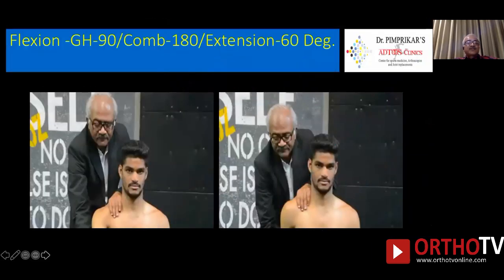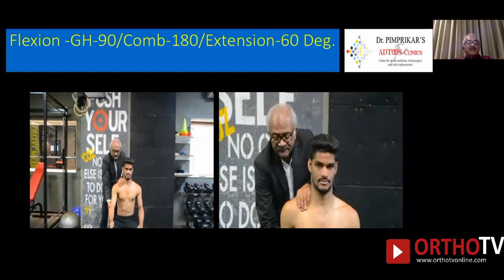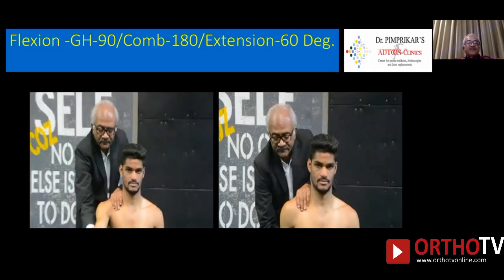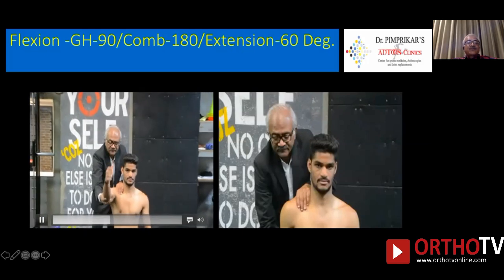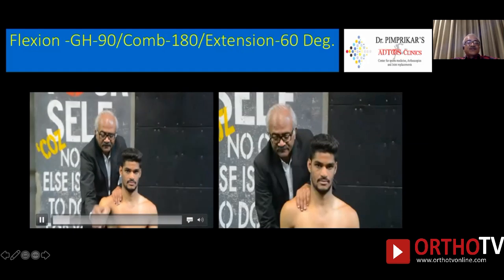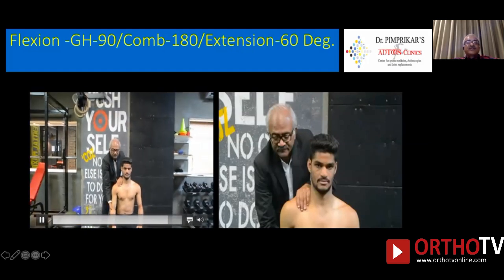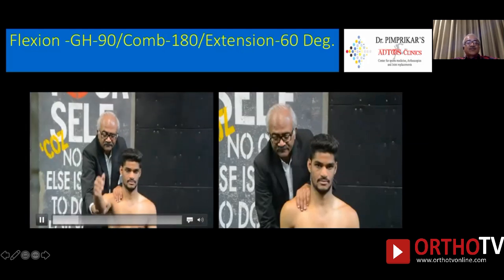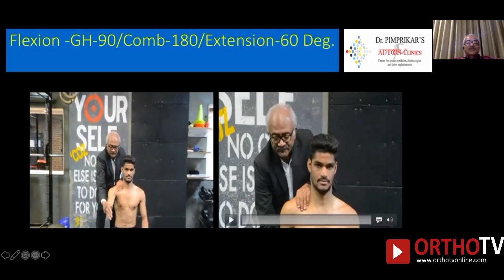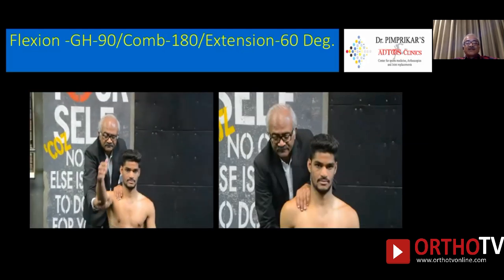When it comes to flexion, you can see that one hand of the examiner is placed on the clavicle anteriorly and onto the scapula posteriorly. When you do that, you are trying to avoid the scapulothoracic movement. In this situation, if you release this hand, the hand can further be elevated to the full range, that is 180 degrees. So the flexion at the glenohumeral joint is 90 degrees, and combined flexion is about 180 degrees.